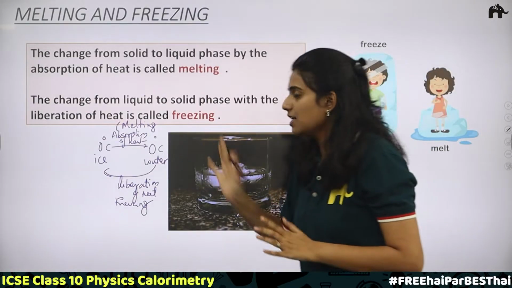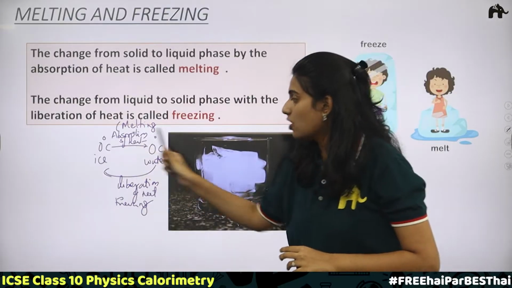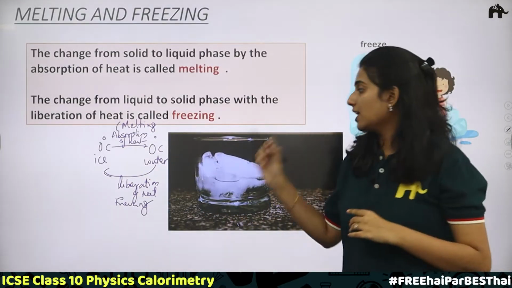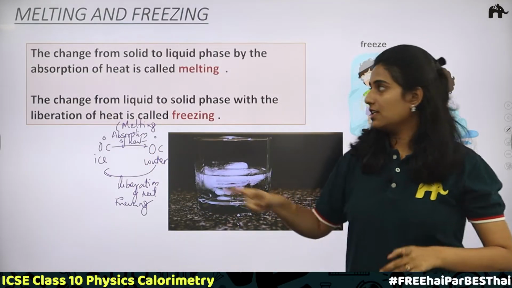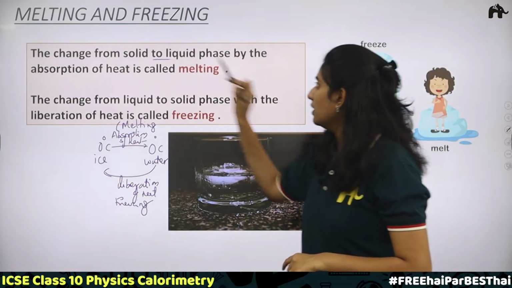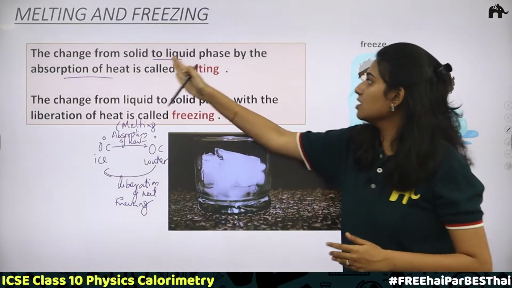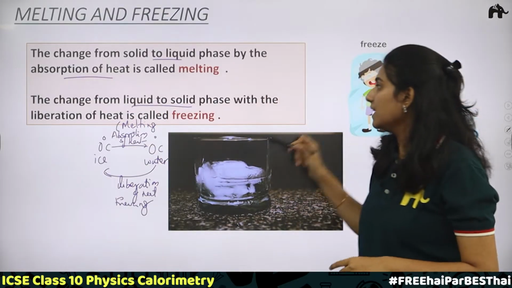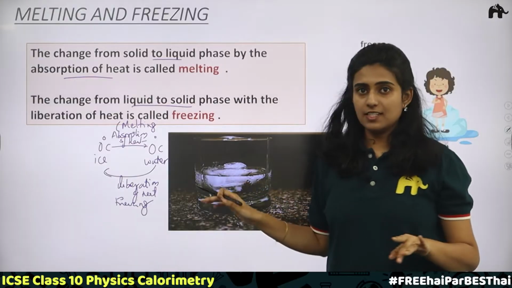Okay, when you have a given mass of substance, the heat energy that is absorbed to convert it from solid to liquid state will be equal to the heat energy that is liberated while converting it from liquid to solid state. So, you can define melting as the change from solid to liquid phase by absorption of heat. And freezing is a change from liquid to solid phase with the liberation of heat. Clear? Understood what melting and freezing is?